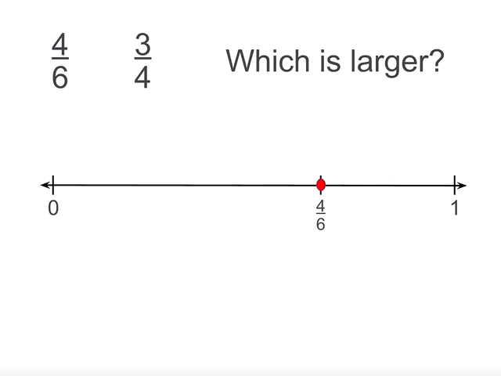Next, for quarters, we divide the line into 4 equal parts. Label our quarters and select 3/4. You can see the fraction that is furthest along the number line is larger. So 3/4 is larger than 4/6.